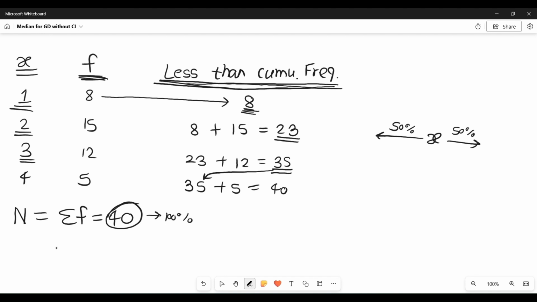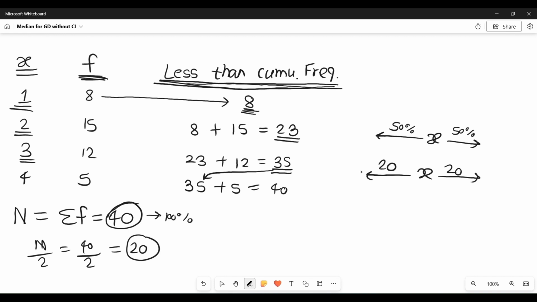So 50% of the given data set means N by 2. N by 2 is equal to 40 by 2, that is equal to 20. That means we need to find out the X value below which 20 data points should be there. Here comes the application of less than cumulative frequency values. We need to find out the less than cumulative frequency which is immediately greater than or equal to this 20, this N by 2 threshold.